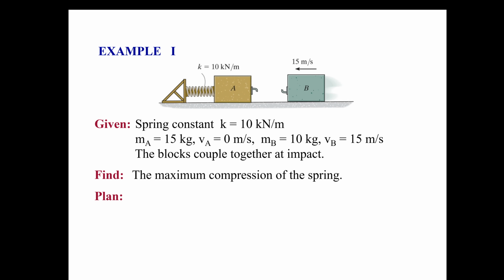Okay, so here's a problem, first example. We have two blocks. One block is connected to a spring and it's stationary, and we have another block that has a velocity of 15 meters per second when it impacts this other block. After the impact, they stay together, which is going to be needed for our problem.